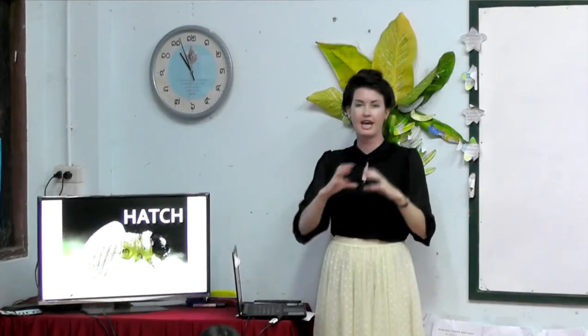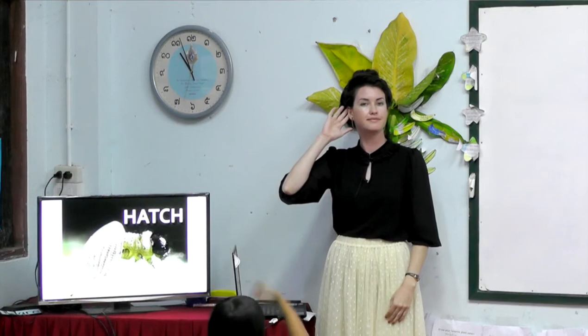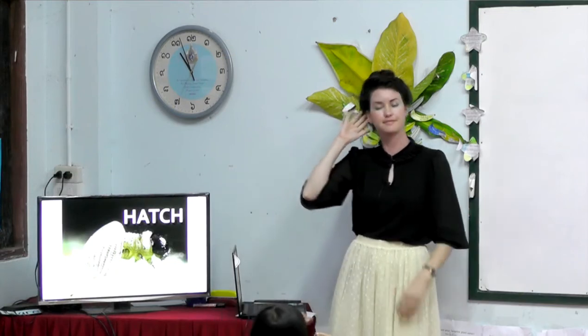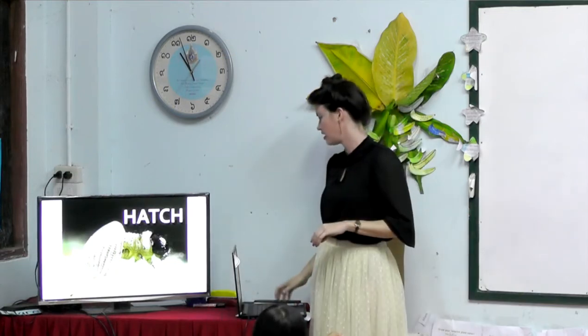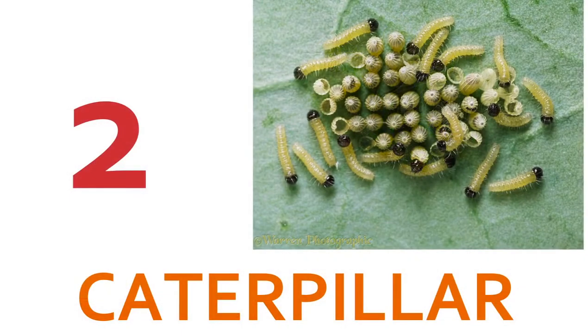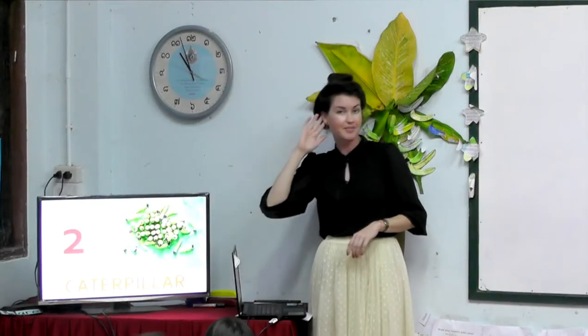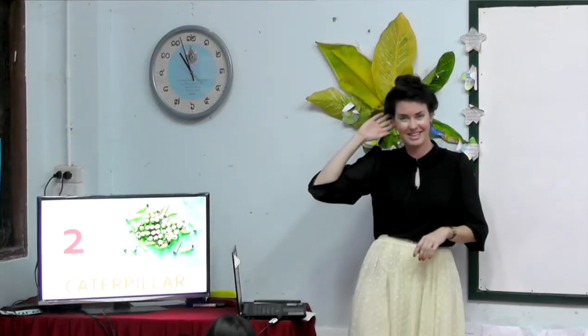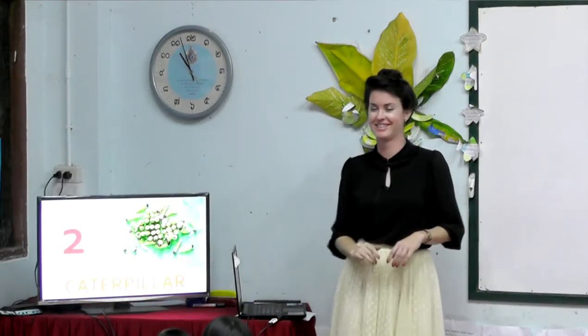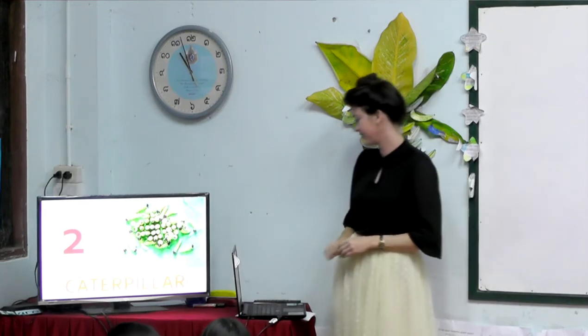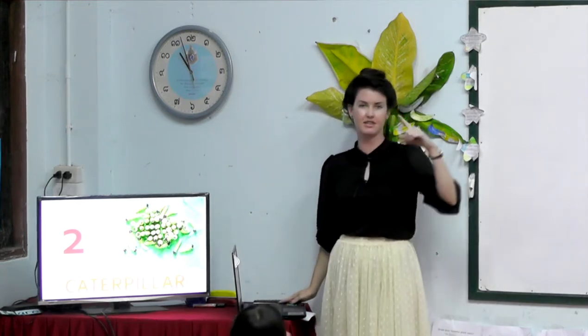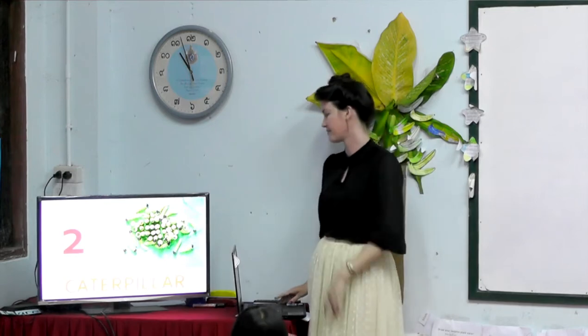Okay, after they hatch, let me hear hatch. Hatch. Good job. Then they become a tiny little worm. And for a butterfly, it has a special name called a caterpillar. Caterpillar. It's kind of a funny word, but it's okay. You don't have to learn that word. It's like a worm, okay?